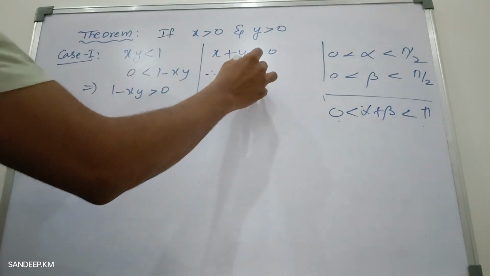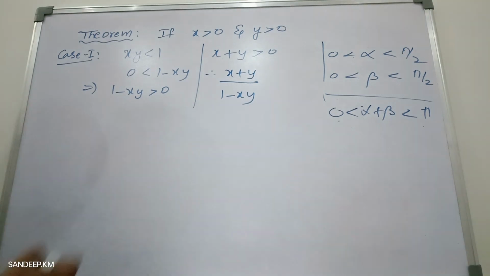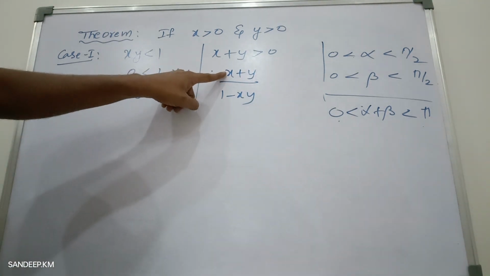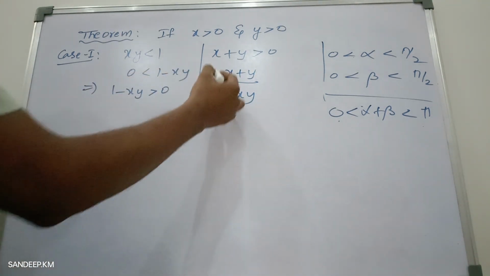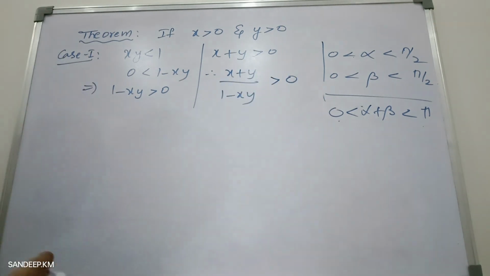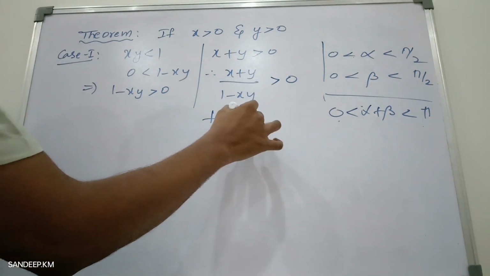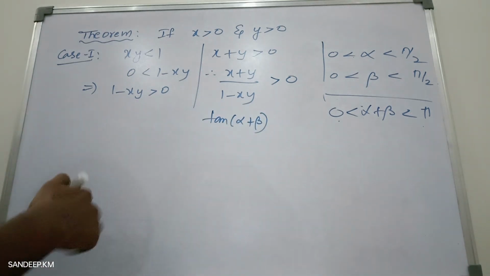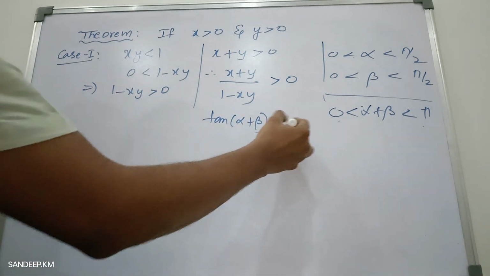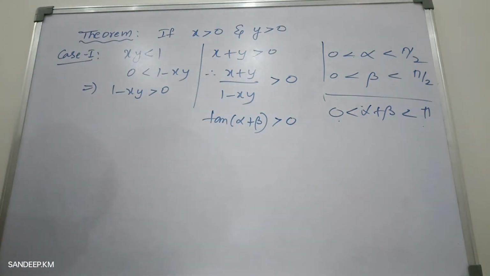Therefore, for x plus y by 1 minus xy, the numerator is positive and the denominator is positive. Therefore, x plus y by 1 minus xy is also positive. So what is this? Tan of alpha plus beta, according to the previous equation number 1. So tan of alpha plus beta is positive.